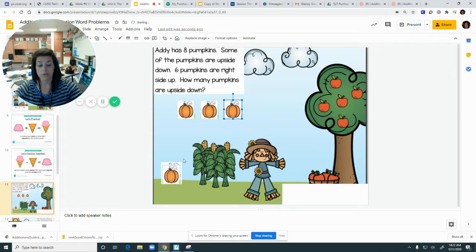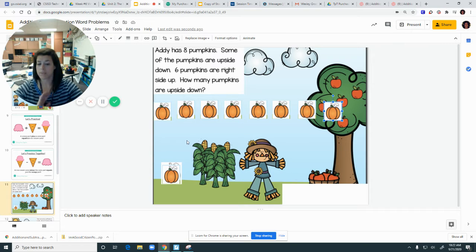1, 2, 3, 4, 5, 6, 7, 8. There are 8 pumpkins. 6 of them are right side up. So 6 of them are sitting perfectly in the yard or in the garden. So is this one sitting okay? That's 1, 2, 3, 4, 5, 6. So 6 are sitting right side up.